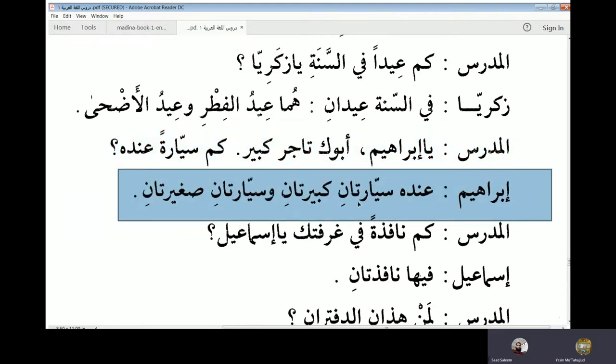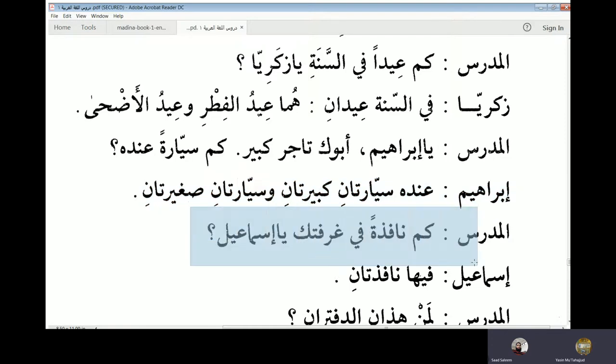Indahu sayaratani kabiratani wa sayaratani sagiratani. He has two big cars and he has two small cars. So that would be four cars, okay.